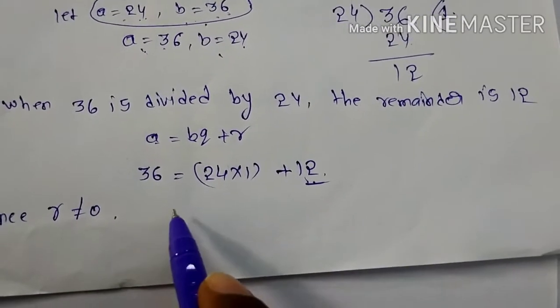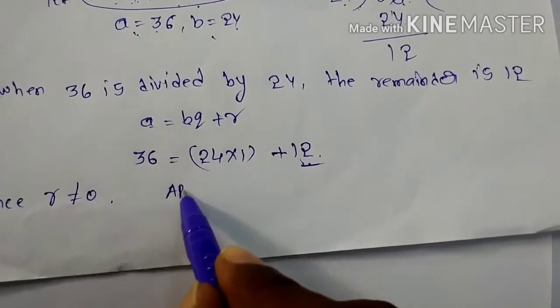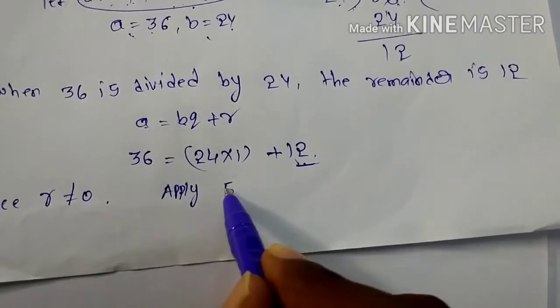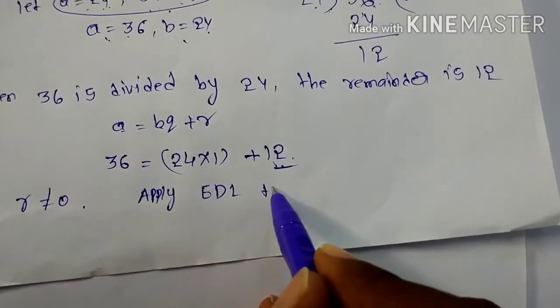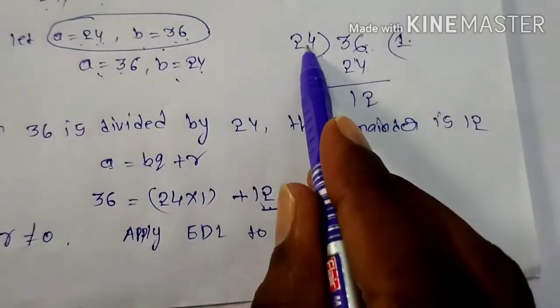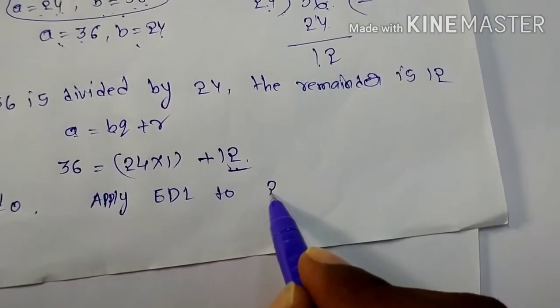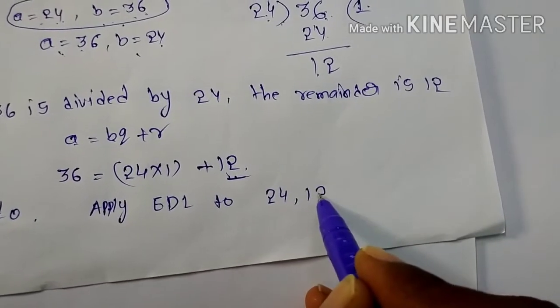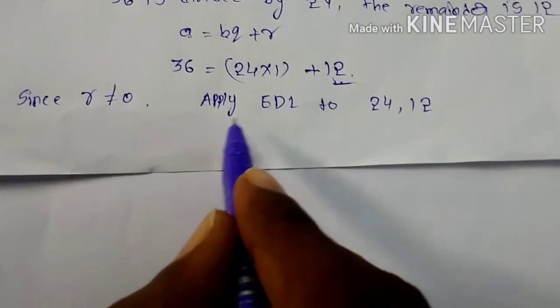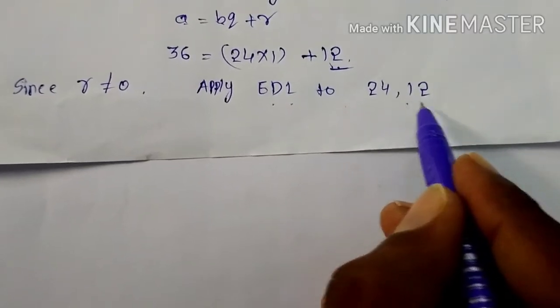Not equal. So you can apply Euclid division lemma. I told that B and R. What is the B here? 24. You can apply division lemma to 24 and 12. See, you have to apply Euclid division lemma to 24 and 12.